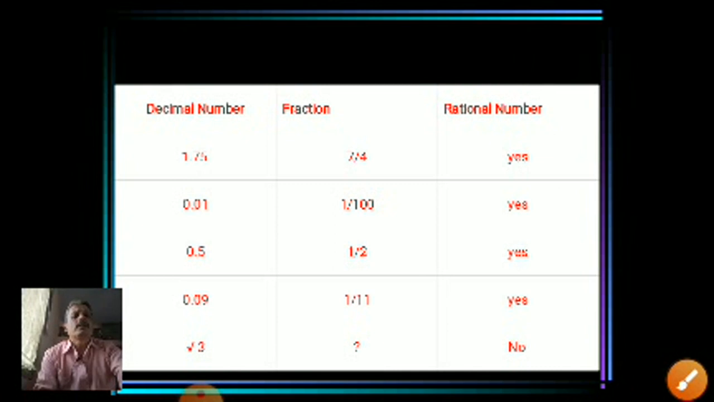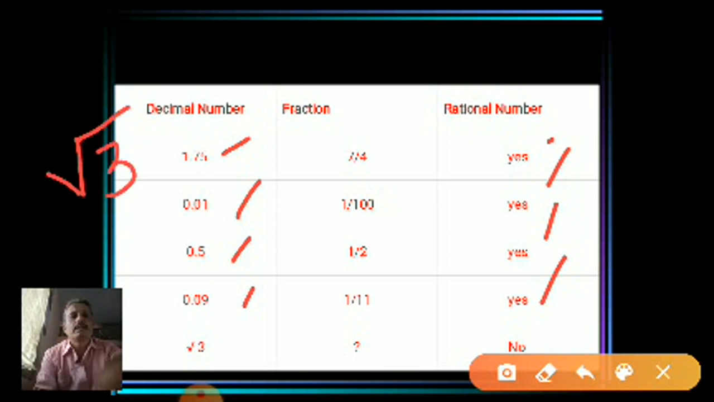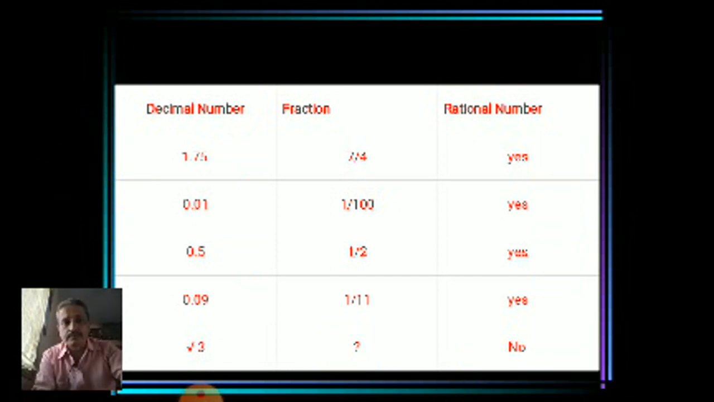Very good, students. Can we say whether this number is a fraction and a rational number or not? So examples are here. All the decimal numbers can be represented as rational numbers. And root 3, students, this is root 3. It's not a rational number. It's an irrational number. Its fraction is not possible. Okay, just for your information.